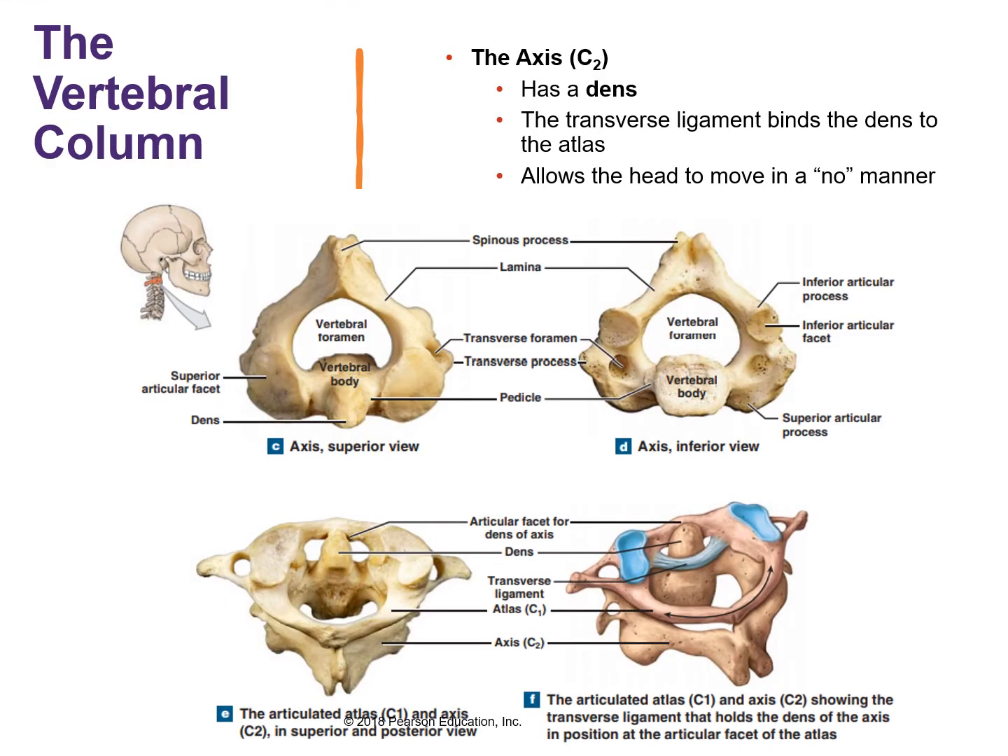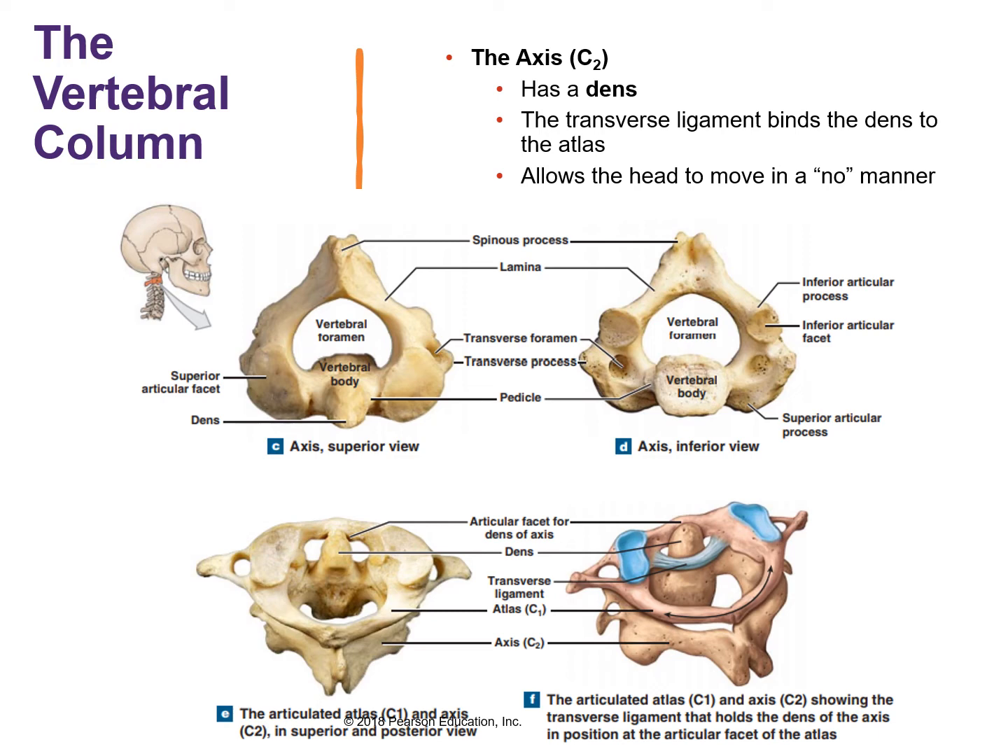However, the axis. So during development, the body of the atlas fuses to the body of the 2nd cervical vertebrae. That's going to be the axis. And we can see that fusion right here in the bottom image. So this fusion creates the prominent dens of the axis.